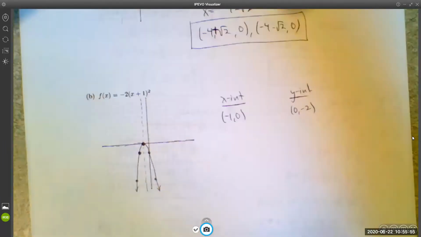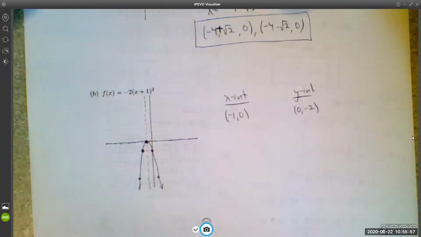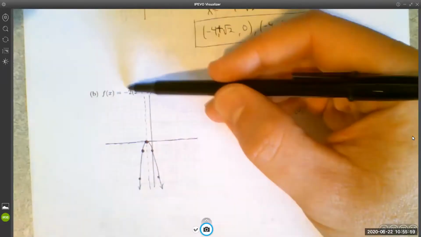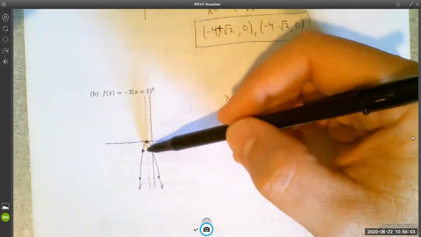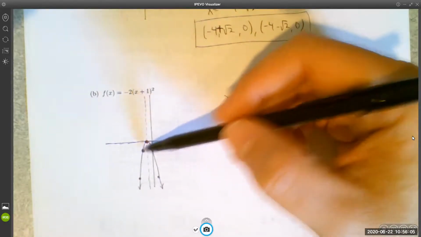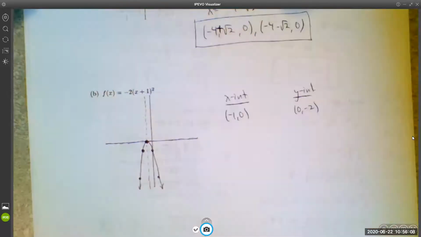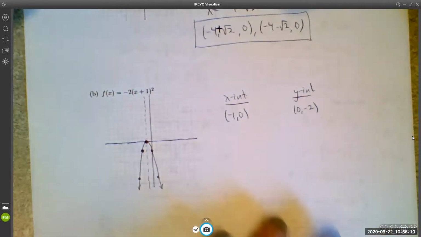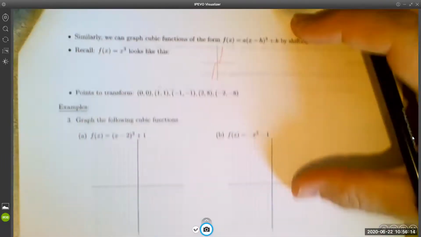But these are the points you're going to get. Okay, so that's that one. That's how we take care of these vertical stretches, right? They increase the vertical distance between the points by this factor. Okay. All right, so that's how graphing quadratics works.